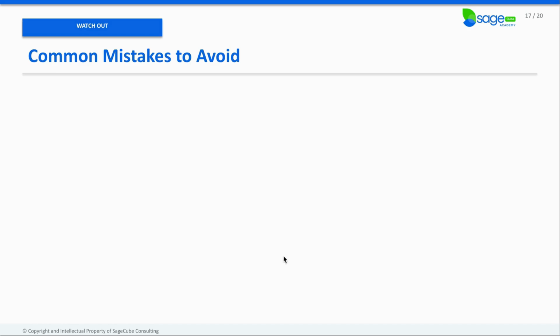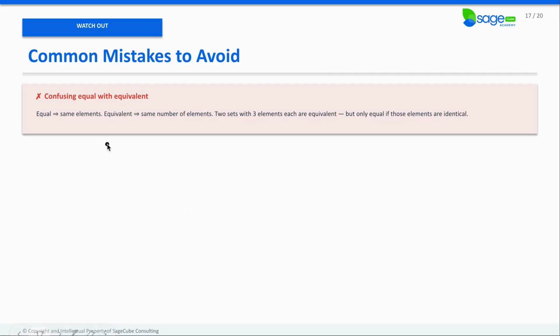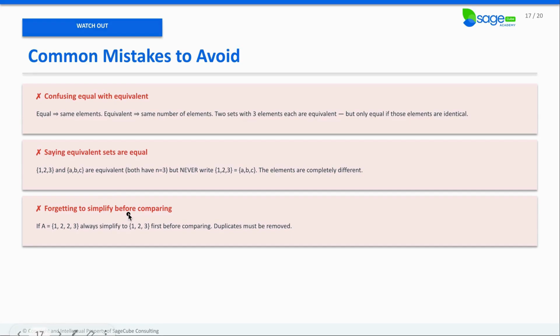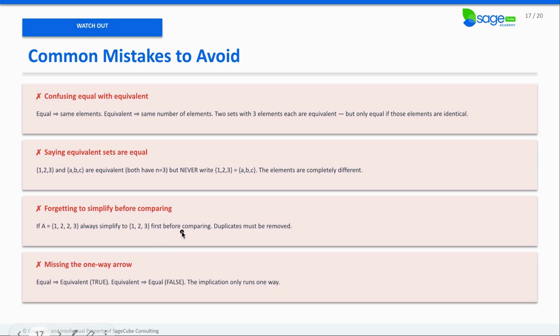All right. Common mistakes to avoid. Please don't confuse equal with equivalent. Remember, equal means they have the same elements. Equivalent just means they have the same size. Don't say equivalent sets are equal. It is the equal set that can be equivalent. If you are equivalent, you have the same size. It doesn't mean that the elements inside the sets will be the same. Another mistake is forgetting to simplify before you compare. Always simplify. Do away with duplicates. For example, 1, 2, 2, 3 has a duplicate. Simplify it to 1, 2, 3 before you start comparing. Then please, equal sets are always equivalent. Equivalent sets are not always equal. Always remember this. This is very important.